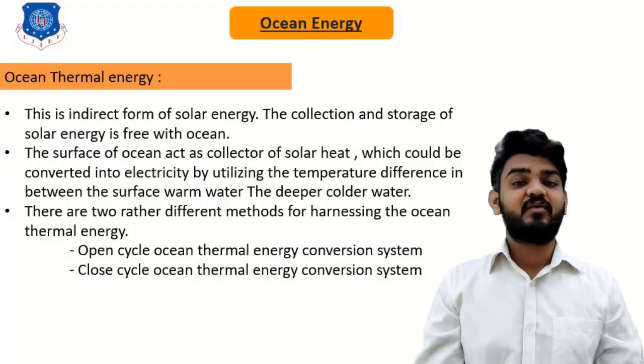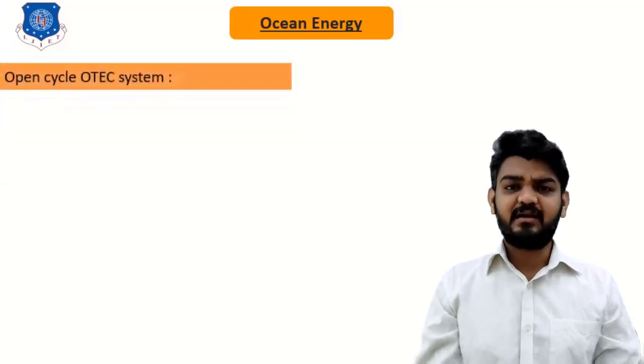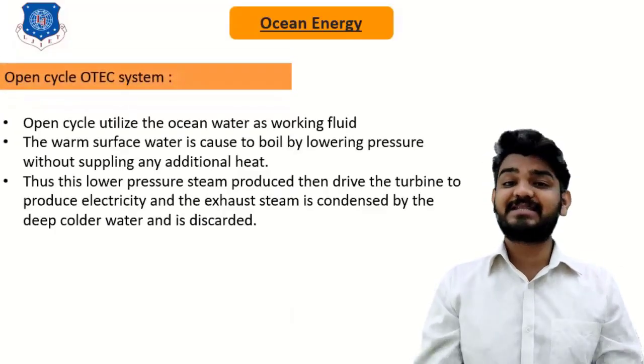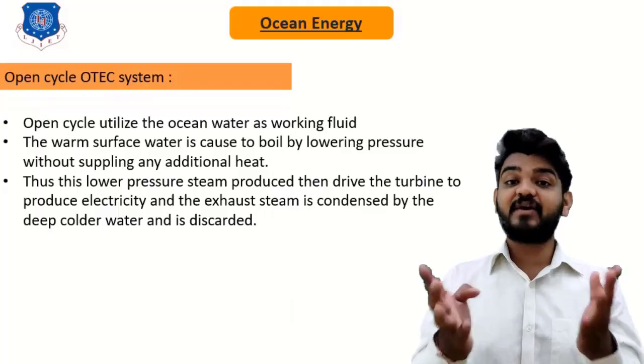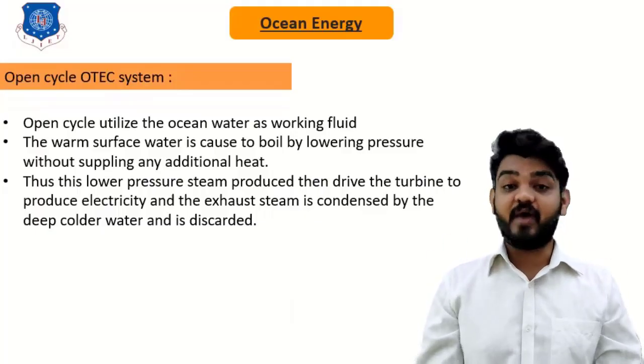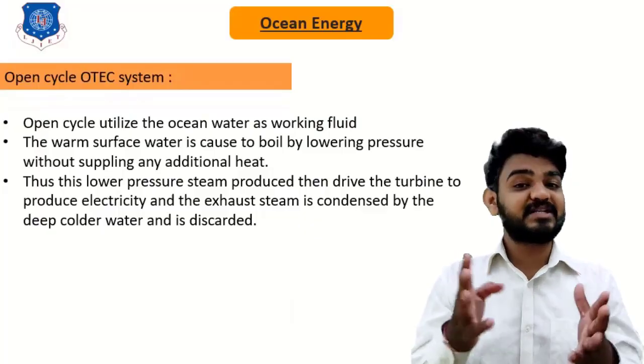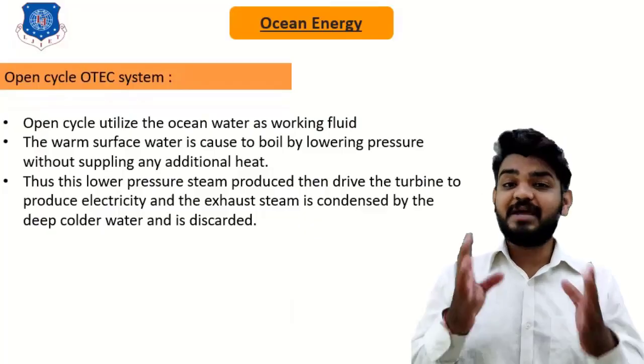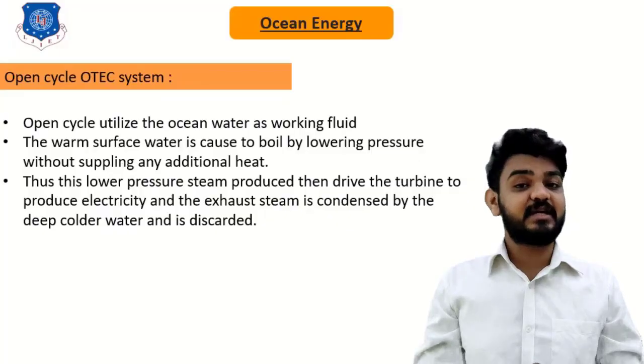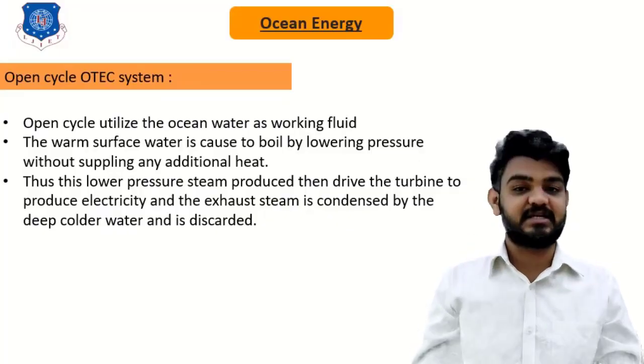So let's see the open cycle OTEC system first. Well, the open cycle OTEC system utilizes surface warm water as its working fluid. This fluid is then sent to the evaporator section where we produce steam out of it. It runs the turbine and produces electricity.